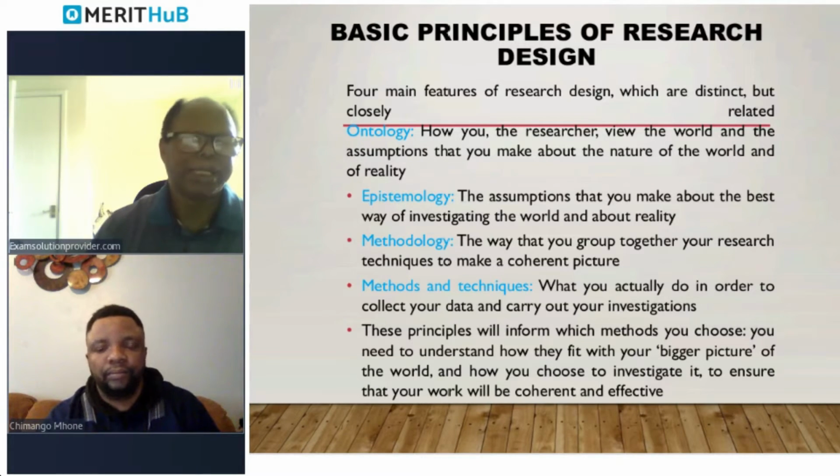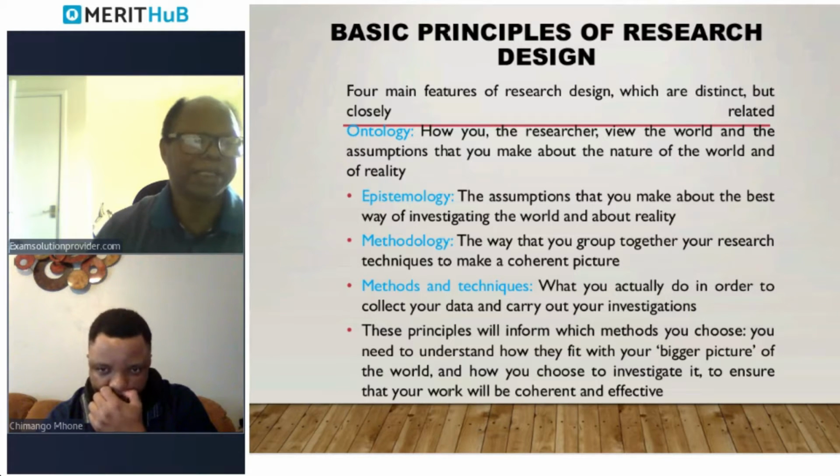The next feature is epistemology. These are assumptions that you make about the best way of investigating the world and about the reality of the world. So what assumptions do you make? There's nothing wrong with assumptions, because everything that we do is based on assumptions. Otherwise, there's no truthful reality of the world, no concrete things. There are always things moving around us, but we tend to assume that this one is controlled, and therefore it has no impact on whatever we are doing. Otherwise, it makes life much more difficult. They will become much clearer as we go along.